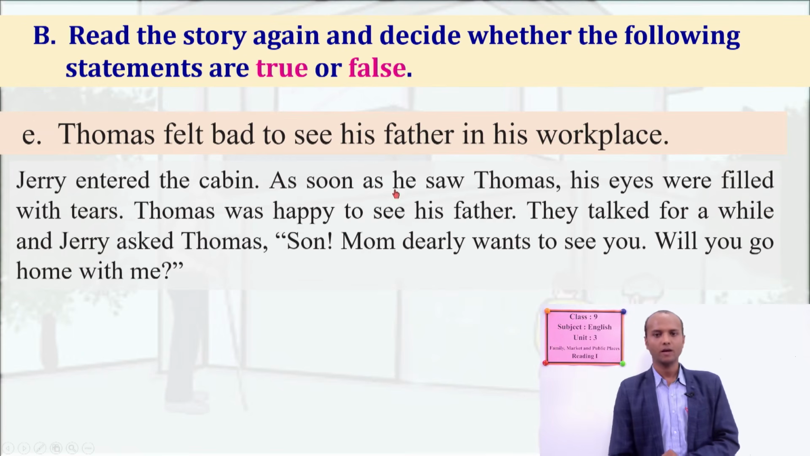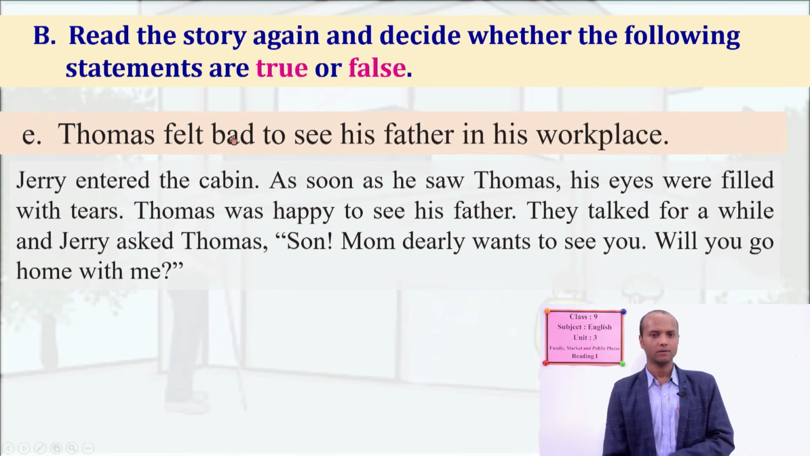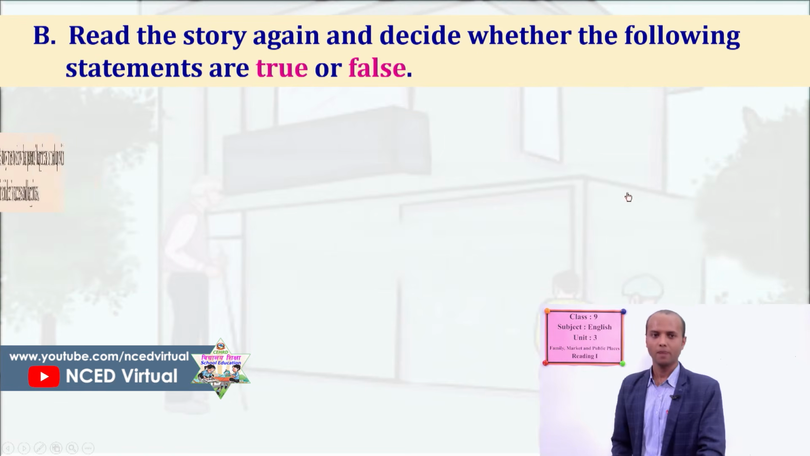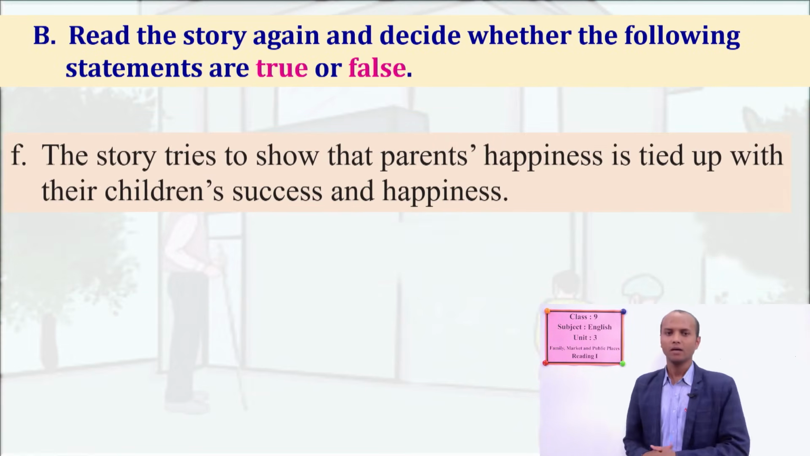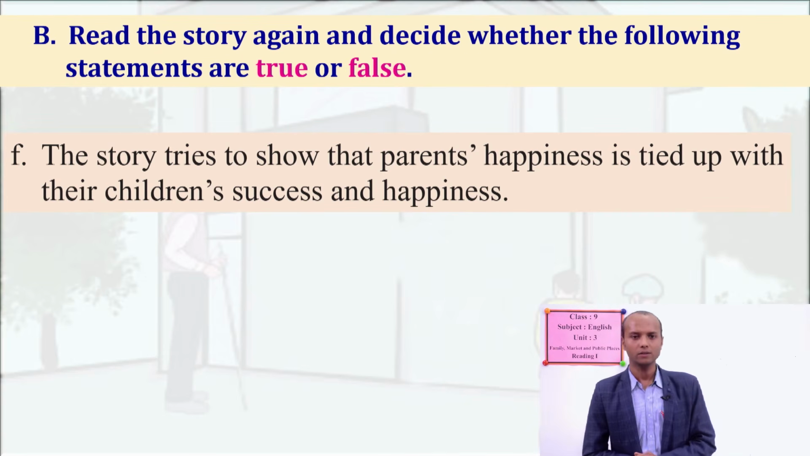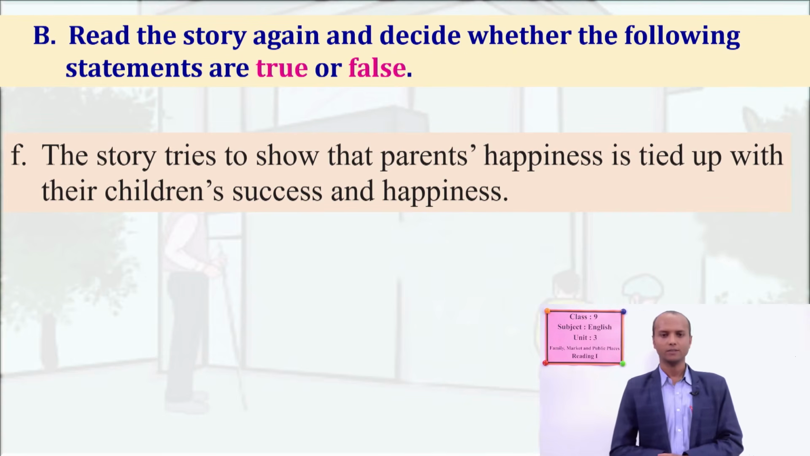Very good. So his eyes were filled with tears. It means he was happy, not bad. That's why it is a false statement. Number last. The story tries to show that parents' happiness is tied up with their children's success and happiness. What do you think? Is it true or false?